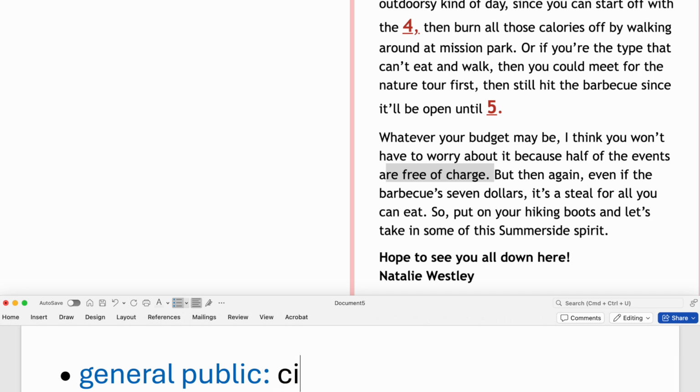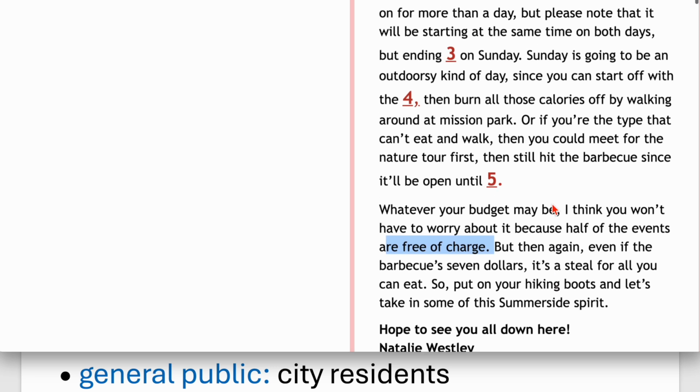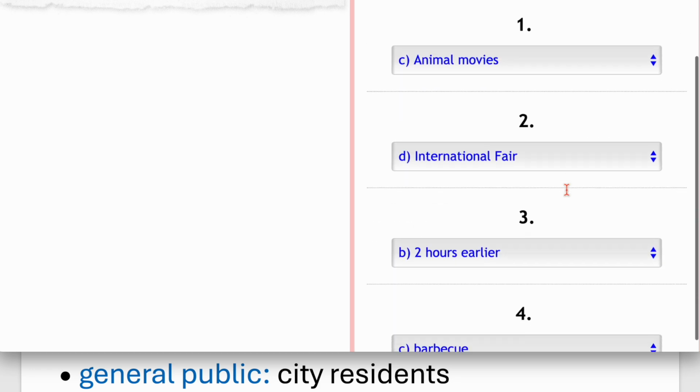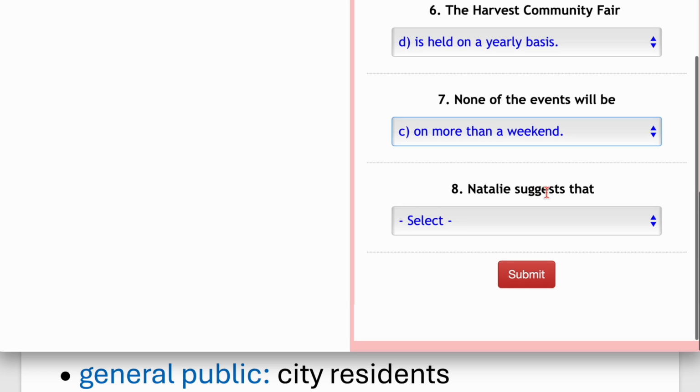That's just the city residents, everyone who lives there. And I think that no, because it doesn't say that it's only for the community. It's a community event in the community, and it doesn't say it's only for the community. Okay? So, no. All right. What about number 8?